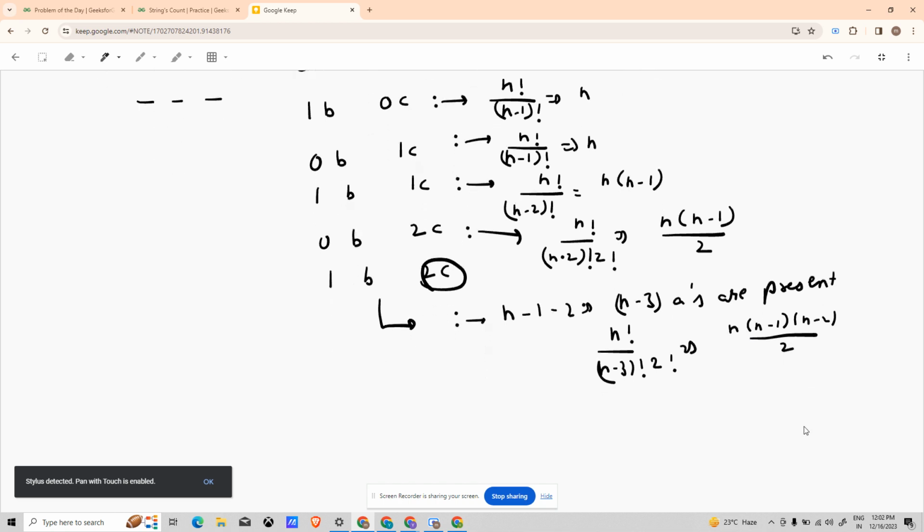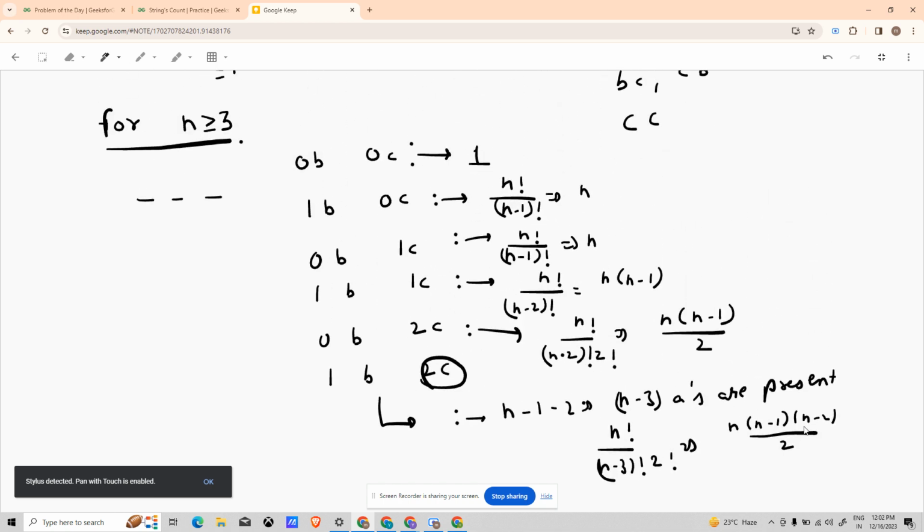Can you guess what the final answer would be? The final answer would be the sum of all these terms, that is 1, n, n, n into n minus 1, and the rest of these terms. I hope that's clear. Let's head over to the code section.